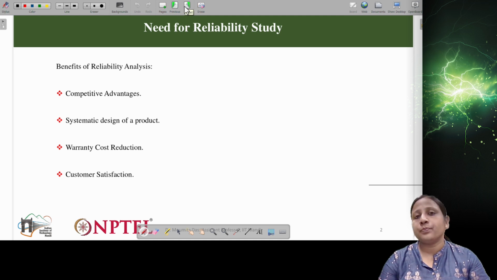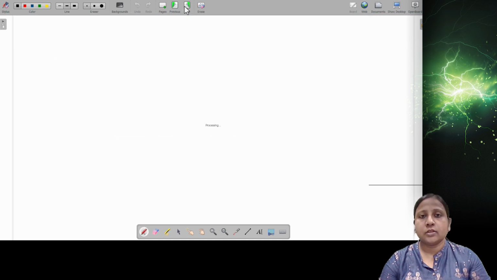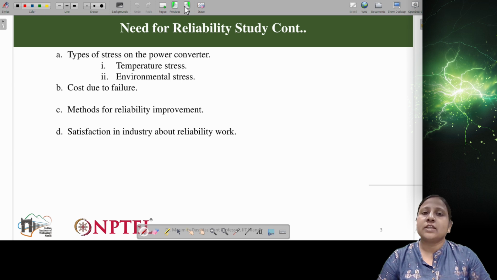I'll just give you a brief idea about this reliability study, how it can be done for any new system, so that you can use it for any new device whenever it is applied to any application, considering a power converter. Anyway, as I told you, these are the advantages. But why do we need this?